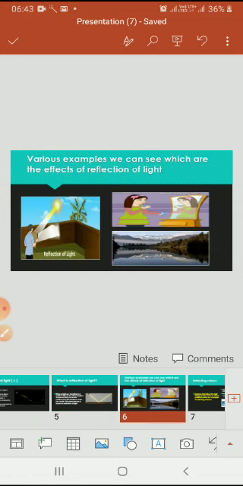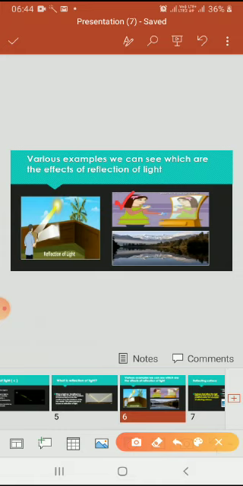Here you can see various pictures which happen due to reflection of light. First of all, I would like to mention this one that we do every day. We see our face in the mirror. That is due to reflection of light. From our face, light falls on the mirror and then it bounces back to our eyes. We can see the image of the face in the mirror. How the image is formed, that I will discuss later on.